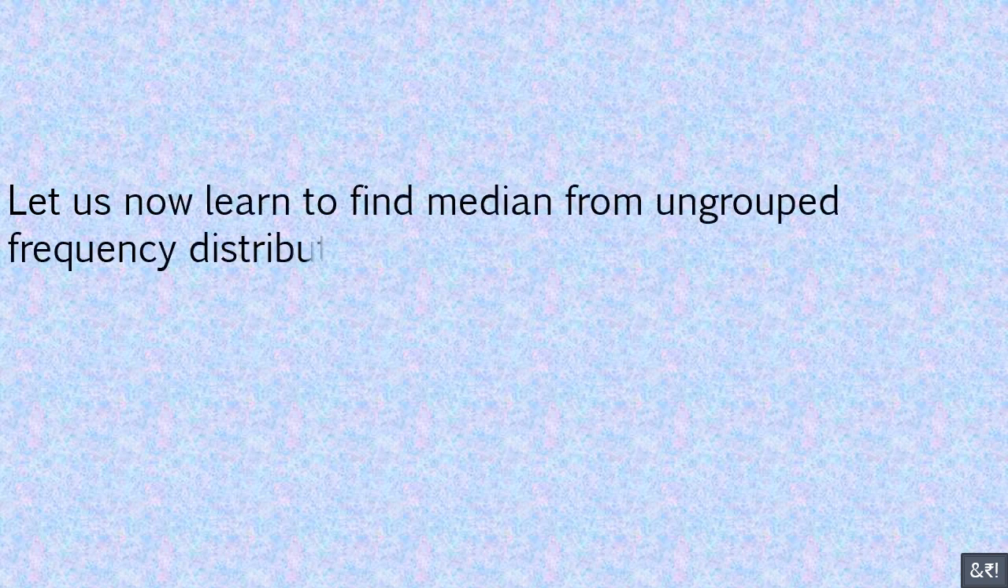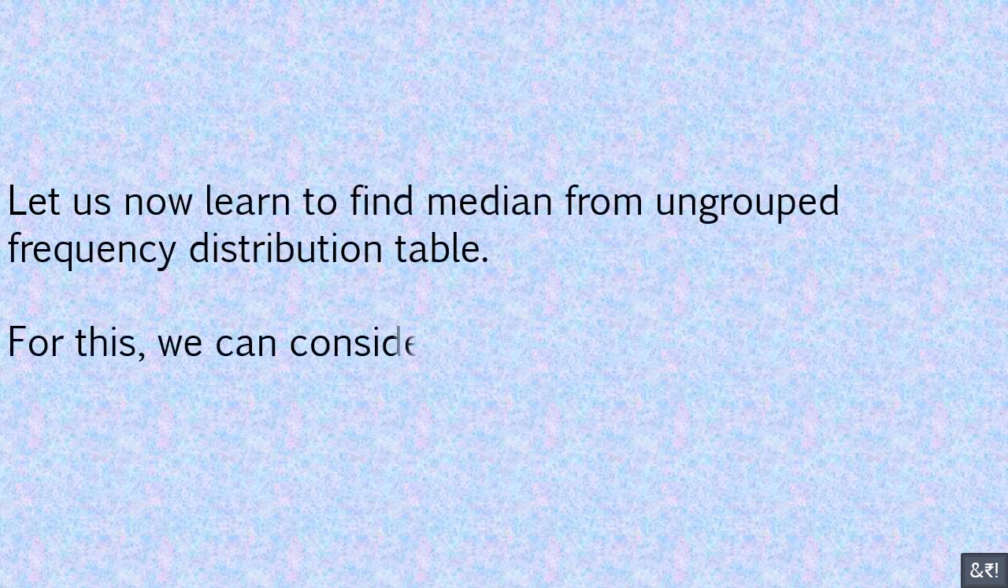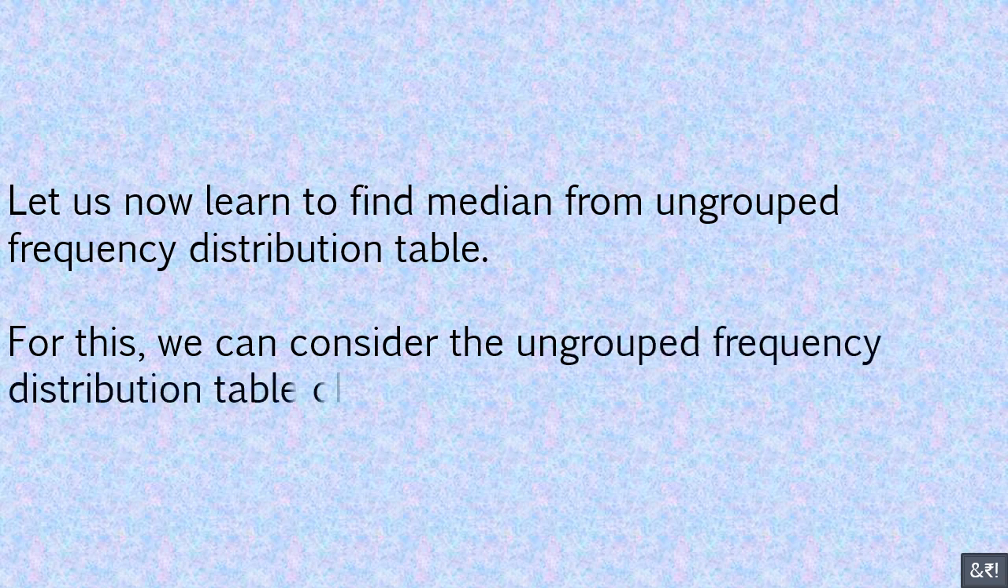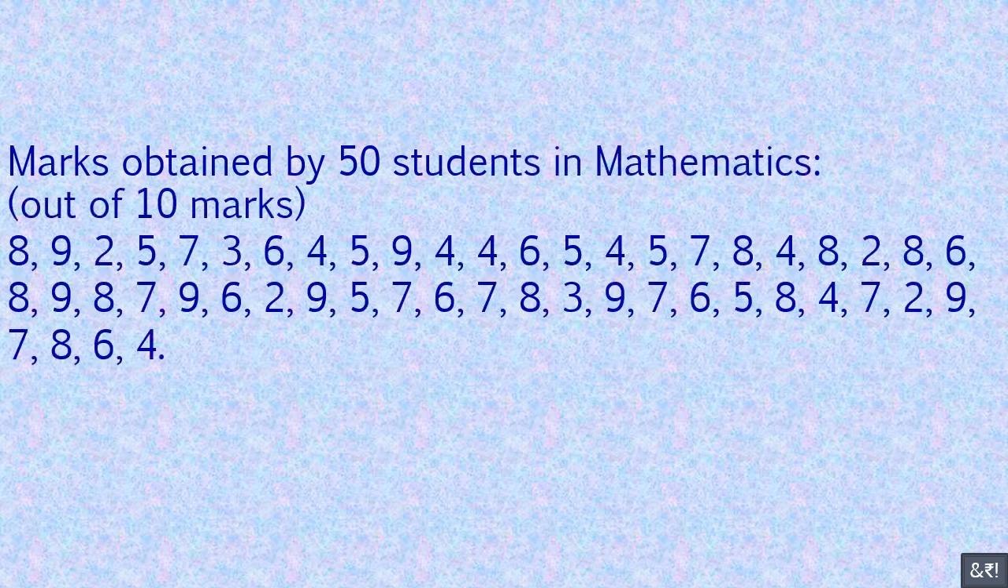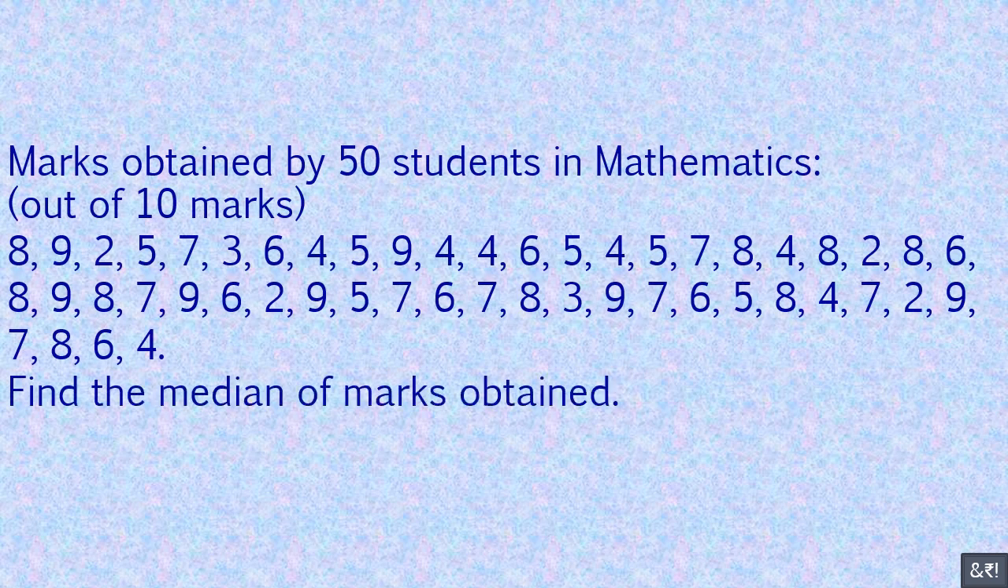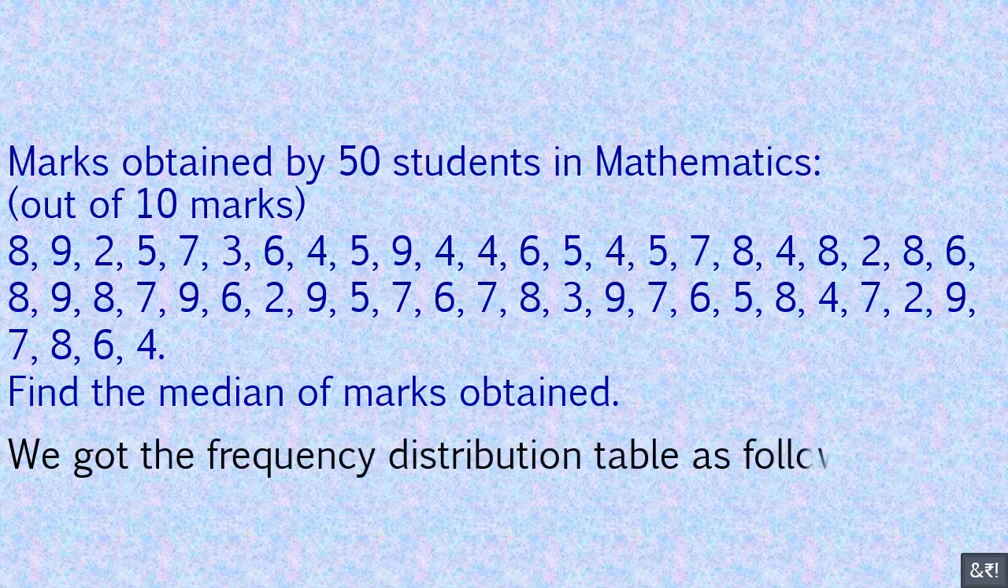Let us now learn to find the median from an ungrouped frequency distribution table. For this, we can consider the ungrouped frequency distribution table obtained from the earlier example. Marks obtained by 50 students in mathematics. Out of 10 marks, find the median of marks obtained. We got the frequency distribution table as follows.